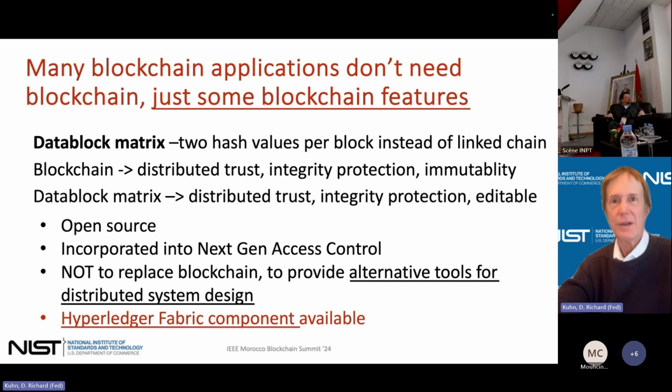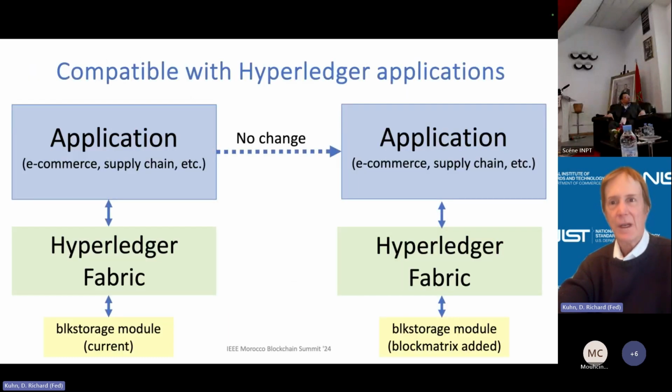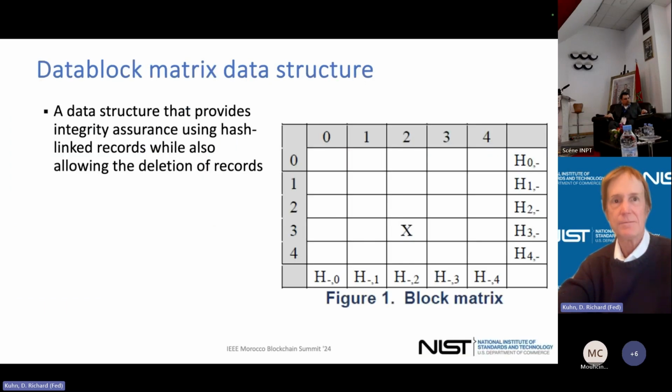There are many applications where blockchain is needed, where this approach that I'm talking about today would not necessarily work. However, there are other areas where this will give us greater flexibility. And so that's why this has been implemented using Hyperledger Fabric, and that component is available. This is the general approach here. Any applications that are currently using Hyperledger Fabric can be changed to use this data block matrix with relatively little effort. We can confine all of the changes to Hyperledger code to a single module, the block storage module.